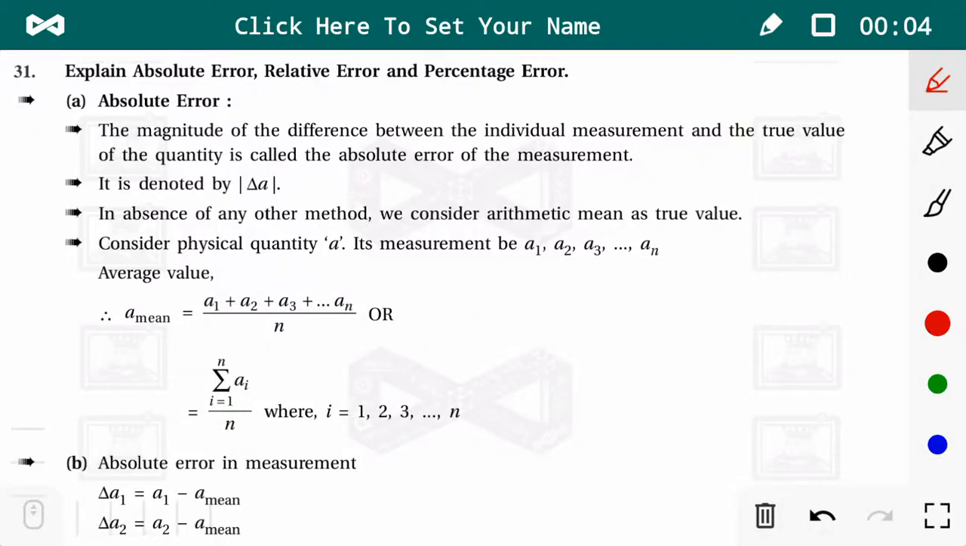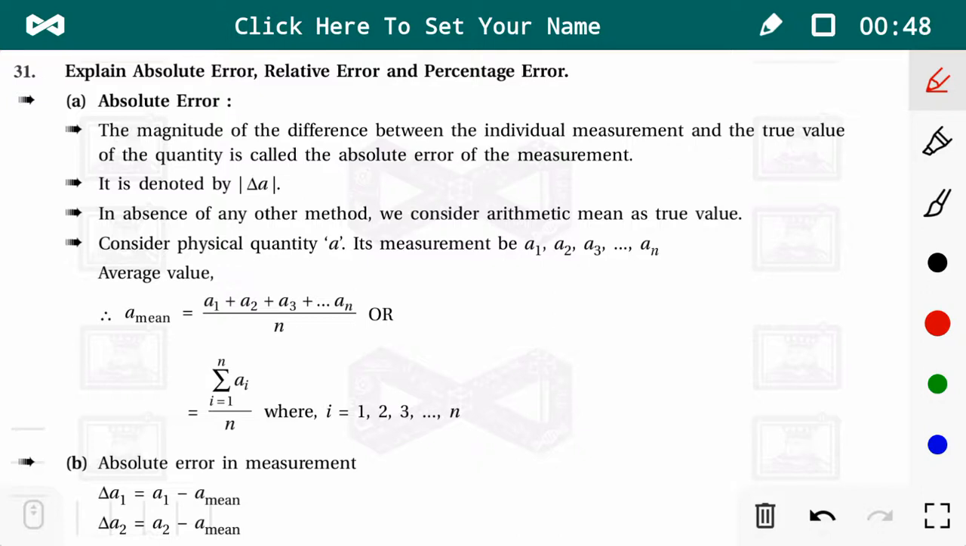Okay friends, in an earlier video we discussed systematic errors and random errors, and the different kinds of systematic error: instrumental error, error due to the technique of the experiment, and personal error. So these three kinds of errors we have already discussed. Now in this video we are discussing some types of error which are found by calculation.